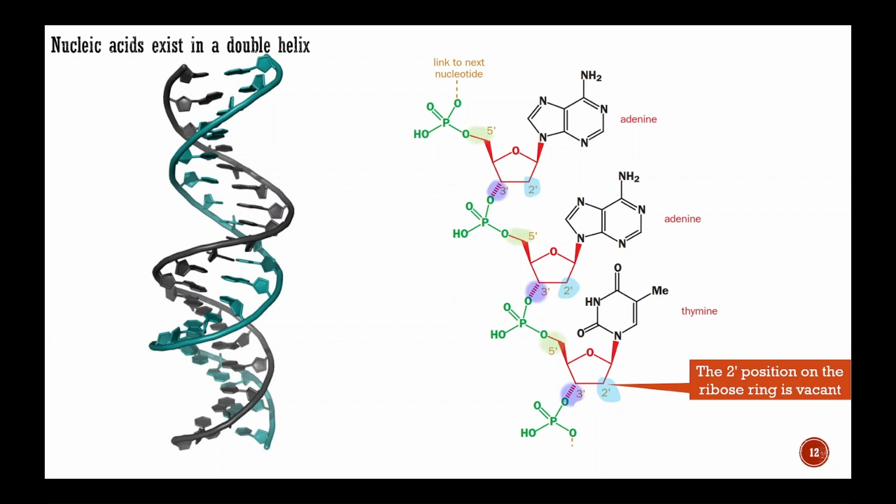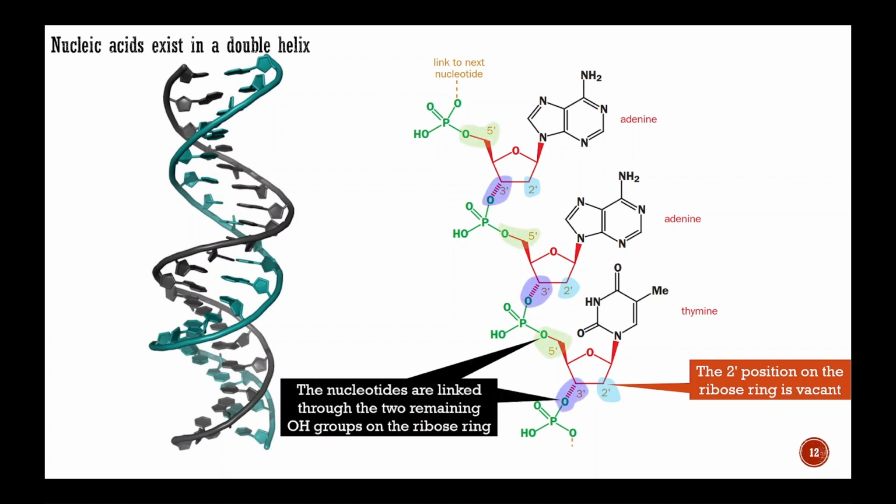The nucleotides are linked through the 2 remaining OH groups on the ribose ring, located at the 3' and 5' positions. The small DNA fragment shown here consists of 3 nucleotides: adenine, adenine, and thymine, and is abbreviated as AAT.